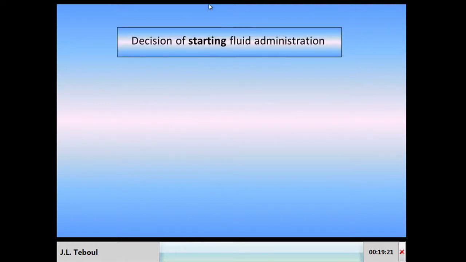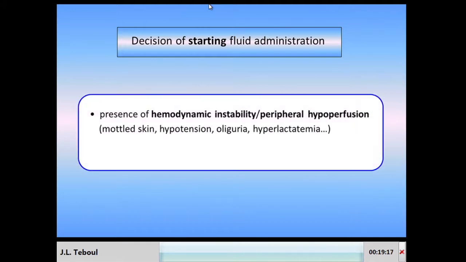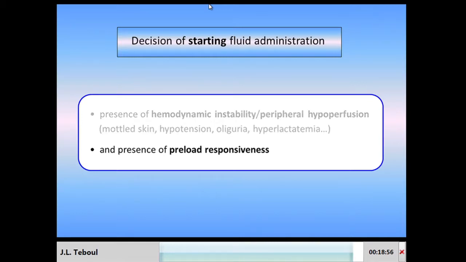You know that the decision of starting fluid administration should be based on the presence of three elements, which are all mandatory. The first one is the presence of hemodynamic instability or peripheral hypoperfusion, of course. Whatever, mottled skin, hypotension, oliguria, hyperlactatemia, whatever. The second mandatory element should be the presence of preload responsiveness.